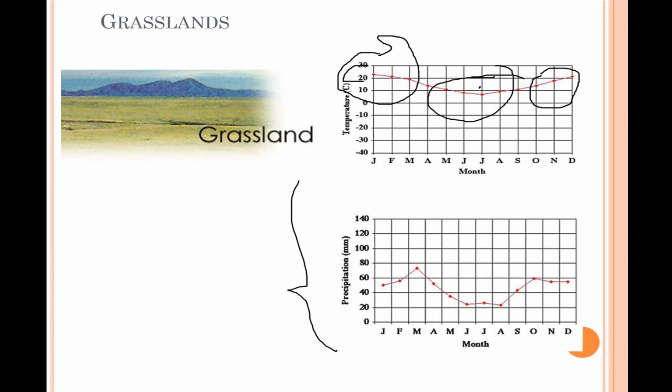Talking about precipitation, it is good enough, I must say, because it receives a good amount of rainfall in the month of March. As you can see, there is a spike here, and the rainfall is more or less low in the three months of June, July, and August, but it recovers in the months of October and November. So definitely a good amount of rainfall is received in the grassland areas.